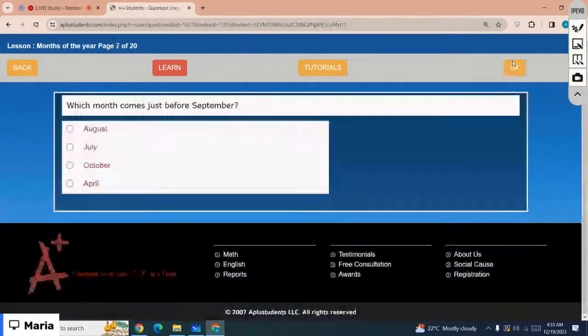Which month comes just before September? Which is the correct option? Yes, that is August, right before September. The correct option is option number one.